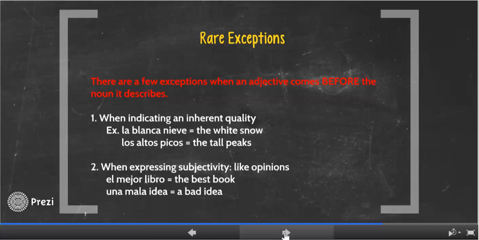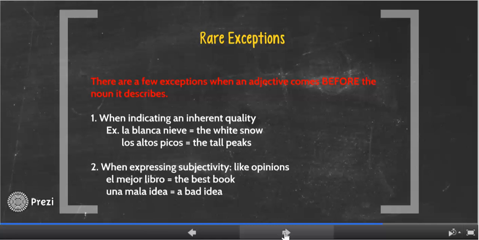So, for example, if you wanted to say the white snow, instead of saying the snow white, you would say la blanca nieve. Blanca comes before nieve in this case. Los altos picos would be how you say the tall peaks. You wouldn't say the peaks tall, like you would normally do.